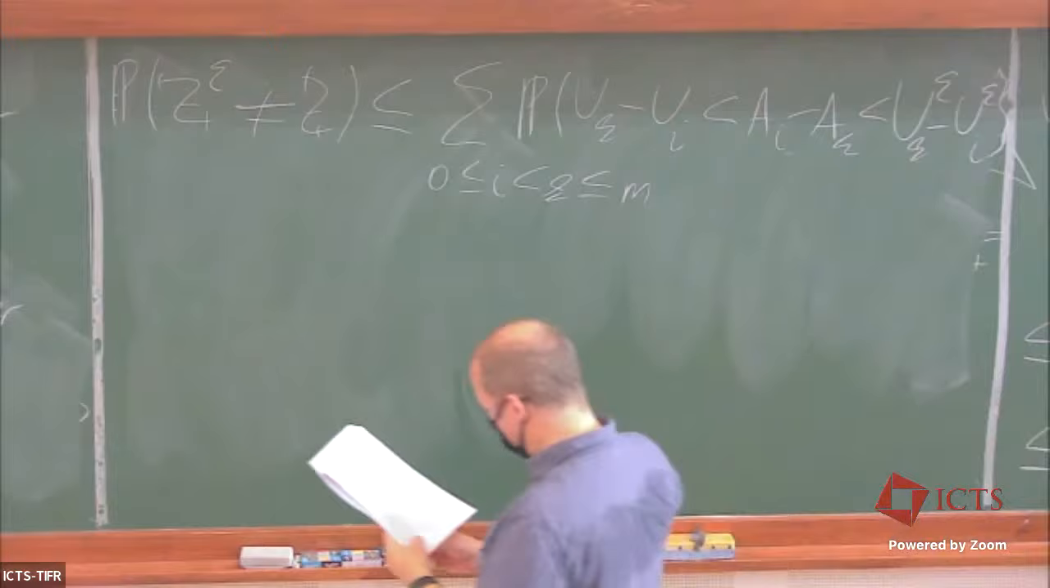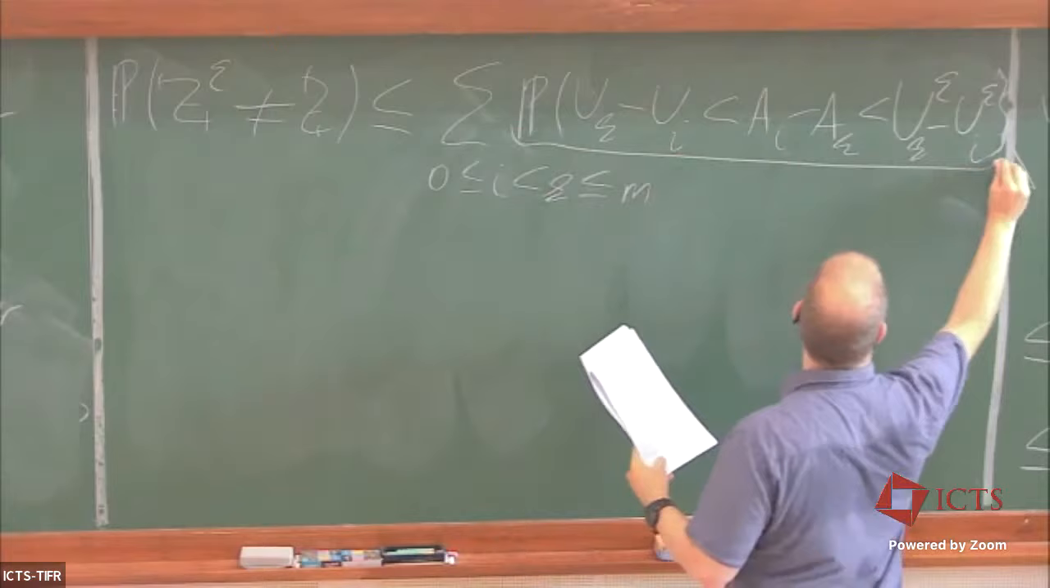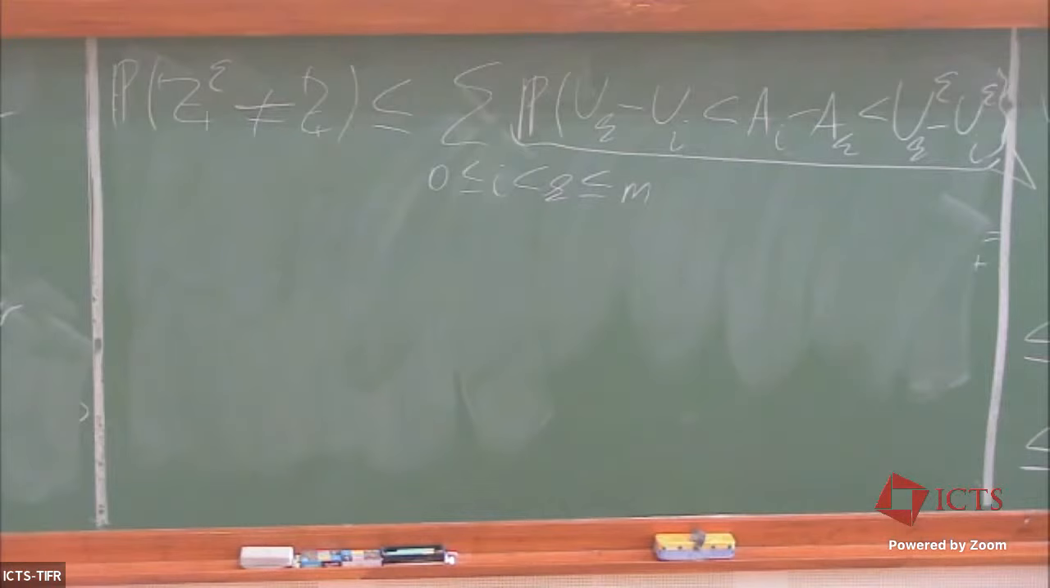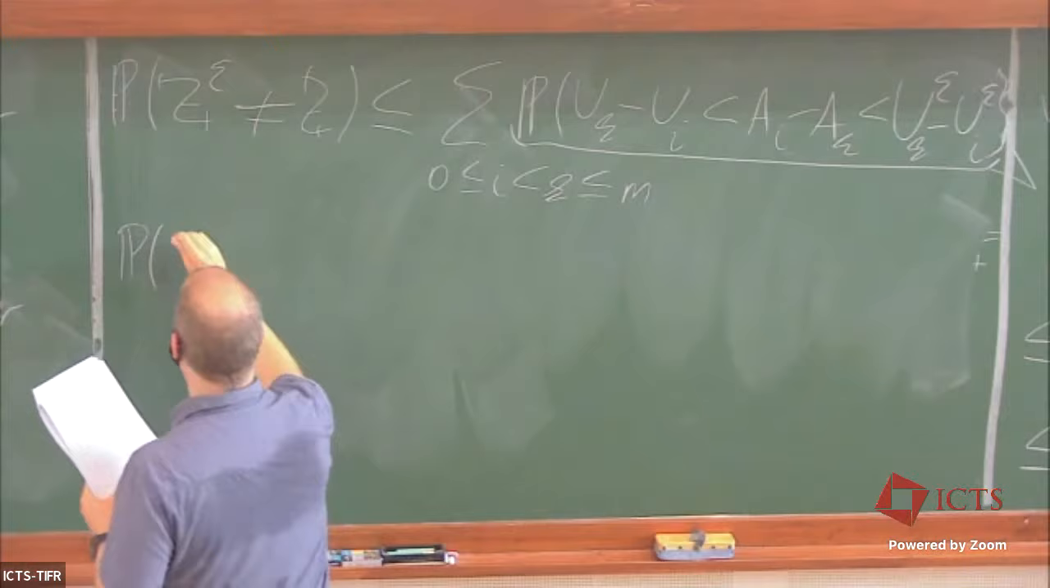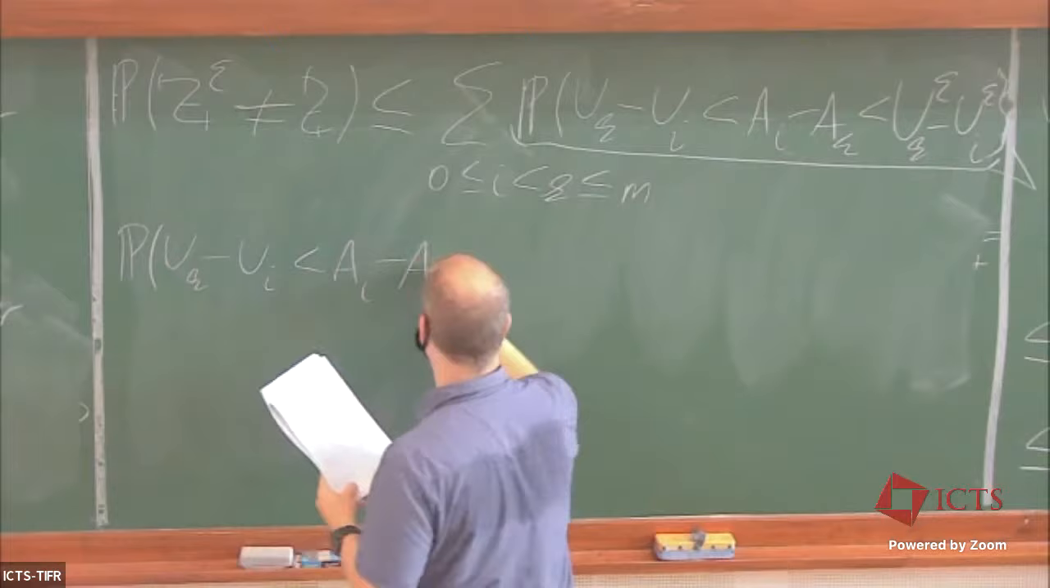Okay, so let's look at one of these things here. I have a sum of these probabilities, but I'm fixing them for the moment. So it's a finite sum of such probabilities. I'm going to show that each of these probabilities is order epsilon. And then I'm going to be fine. So what is the probability that U_K minus U_I is less than A_I minus A_K less than U_K epsilon minus U_I epsilon?